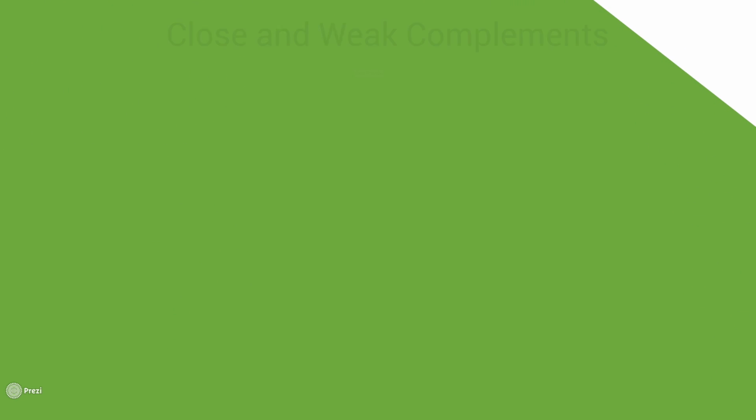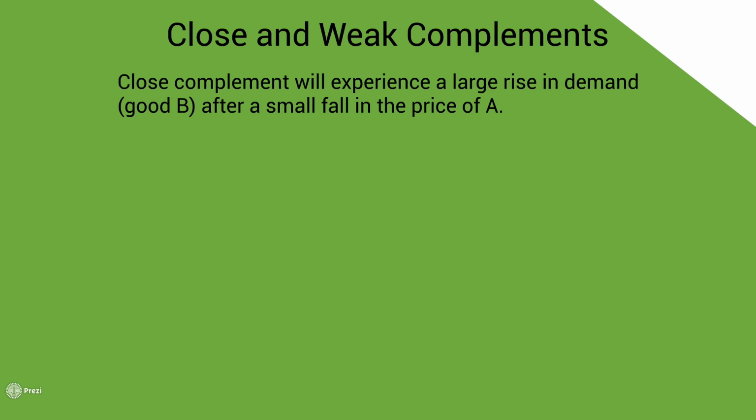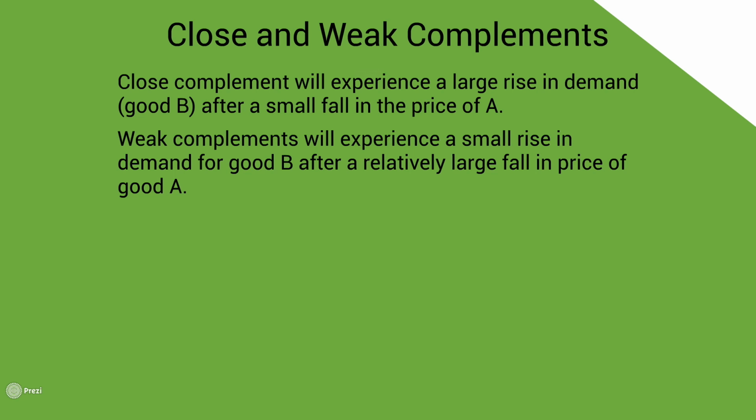Like we had with substitute goods, we can have close and weak complementary goods. A close complement will experience a large rise in demand after a small fall in the price of A. On the other hand, a weak complement will experience a small rise in demand for good B after a relatively large fall in the price of A. The value for cross-elasticity of demand for close complementary goods will be a greater negative, i.e. maybe a value of something like -2, -3. Weak complementary goods will have a value that is closer to 0, but is still negative. For example, a value of -0.5 or -1.